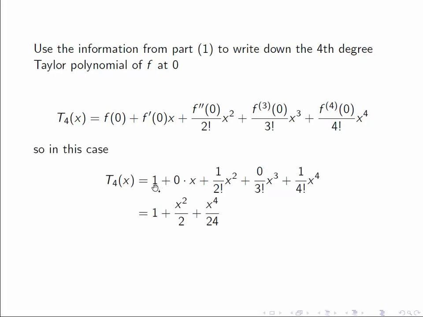So that's going to be 1 plus 0 times x plus 1 over 2 factorial x squared plus 0 over 3 factorial x cubed plus 1 over 4 factorial x to the 4th. So sorting all that out, it's just 1 plus x squared over 2 plus x to the 4th over 24.